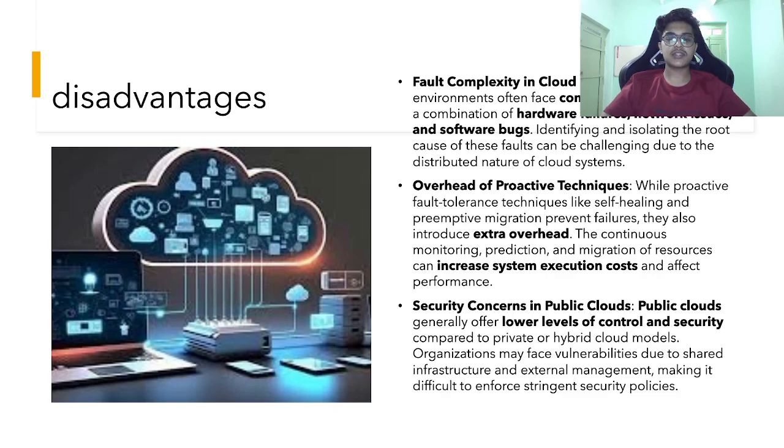Next one is going to be the security concerns in public clouds. Public clouds are generally going to offer a lower level of control and security compared to private and even hybrid cloud models. Organizations may even face vulnerabilities due to shared infrastructure and external management, making it difficult to enforce stringent security policies.